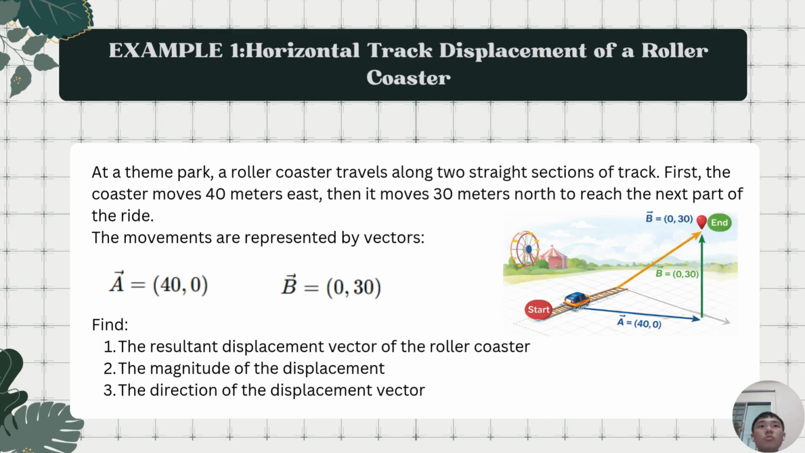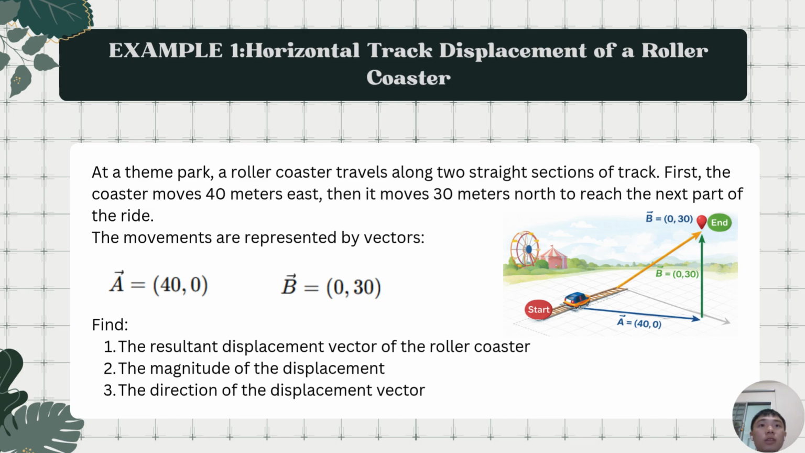Now I will move on to the first problem scenario. This scenario focused on the horizontal movement of a roller coaster along two sections of track. Imagine that the coaster starts from one point and first moves 40 meters east. After that, it changed direction and moved 30 meters north.